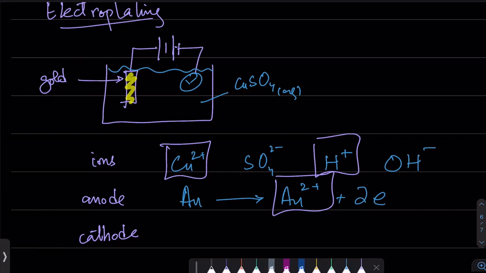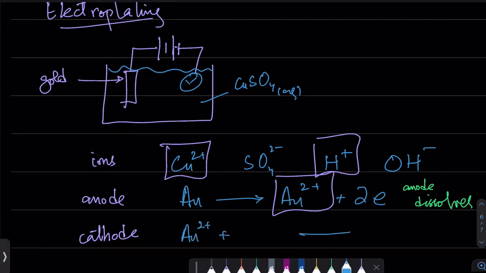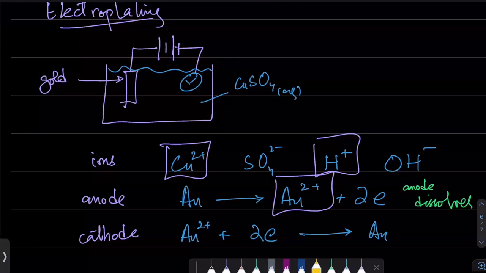All right, so here what will happen? I will have gold here. This gold will dissolve. Okay. So we'll say that anode dissolves. That is something we'll see. The gold base that you just put, it will dissolve. And then on the other side, you're going to get the least reactive. Or wo kaun sa hai? Gold. So gold, wohi ions, they will make gold by gaining two electrons. And so after a while, you will see ke uske upar plating ho jayegi.